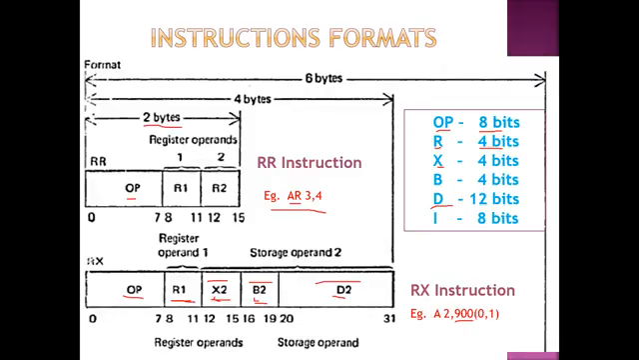So what have we discussed so far? Let me again summarize. We have seen two types of instructions as of now. First type is the RR instruction, the second type is the RX instruction. The size of RR instruction is 2 bytes. The size of RX instruction is 4 bytes. So this is going to be the format of RR and RX instruction. Example of RR instruction is AR 3, 4. Example of RX instruction is A2, 900 of 0, 1. 900 or 904, I think we have taken in our case. Anything is fine. So we will move on to the other types.